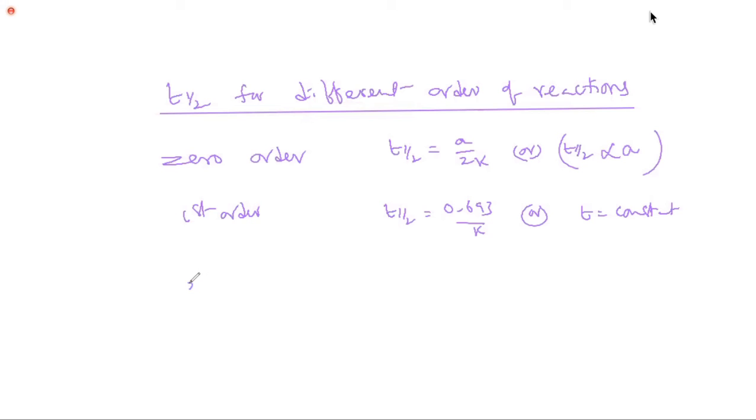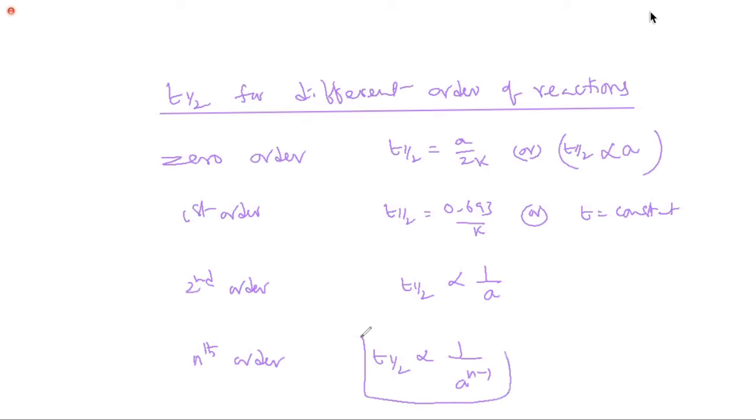Right. For the second order, just now we wrote, no? T half is inversely proportional, 1 by A. So, can I write like for nth order, T half is inversely proportional to 1 by A to the power n minus 1? If n is 0, it becomes directly proportional. If n is 1, it is constant. If n is 2, inversely proportional, right?